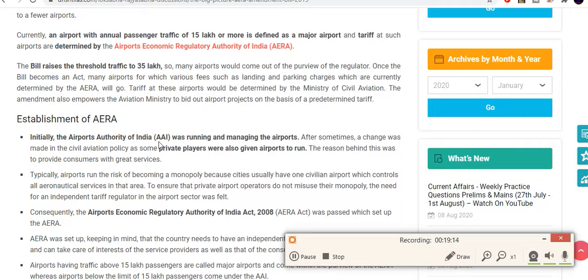Initially what happened, that Airport Authority of India was running and managing all the airports, but after some time there was a change that is being made in the civil aviation policy of India, and private players came into picture, and they are also given airports to run, and that's why the ambit of Airport Authority of India gets reduced. Because of the entry of private sector, Airport Economic Regulatory Authority Act was passed in 2008. AERA was formed in 2008 because of this change and entry of private sector.